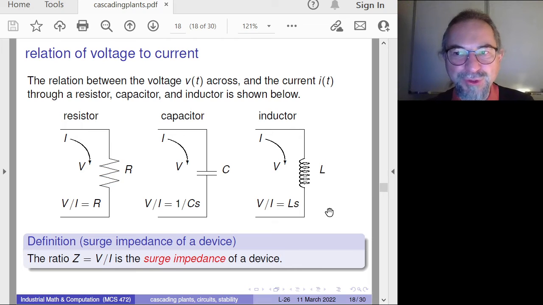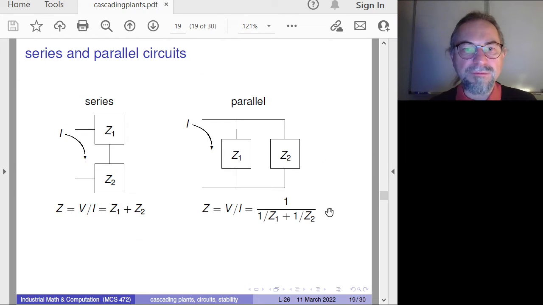This comes all with units, so there are units associated to this. What is important in this mathematical-oriented and computational-oriented course is that we can formulate the Laplace transforms, and you see already the S coming in there. So we can place these building blocks either in series or in parallel.